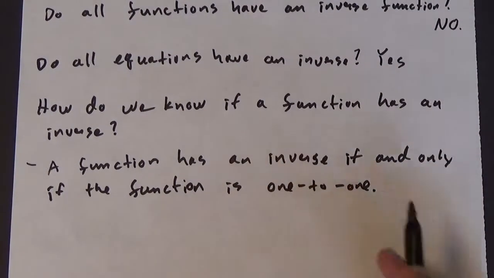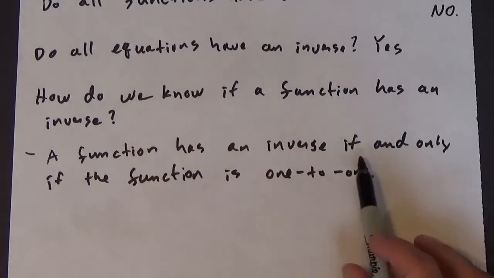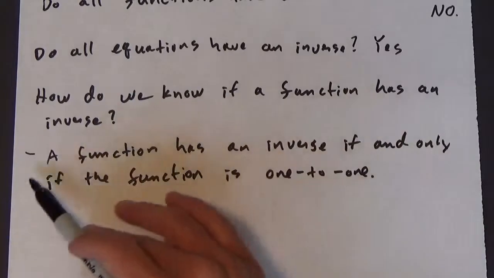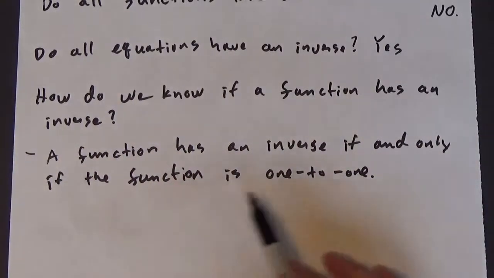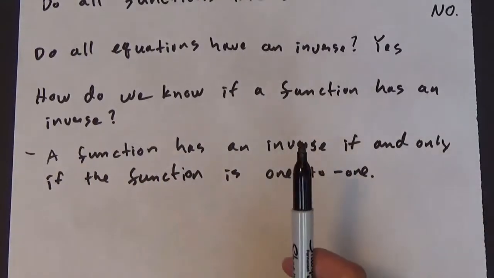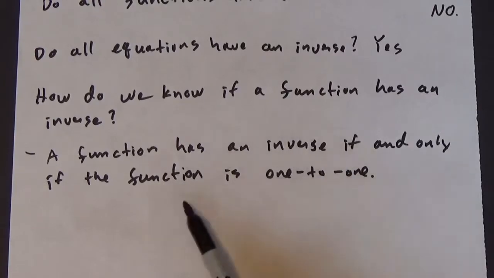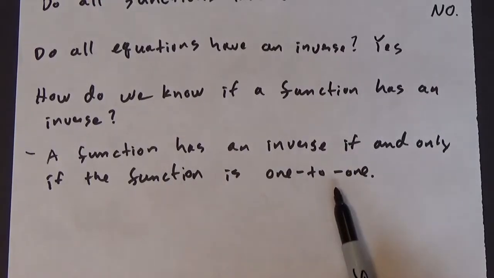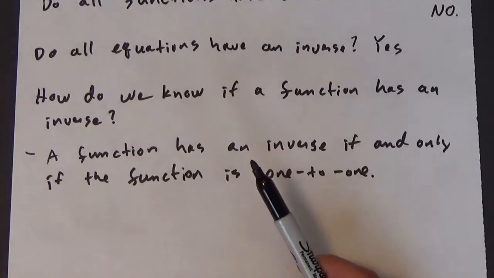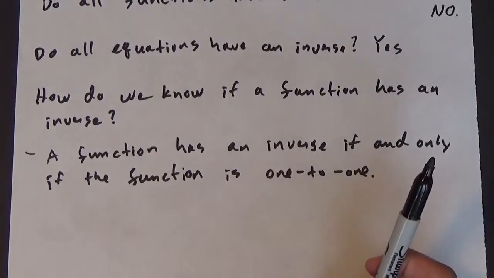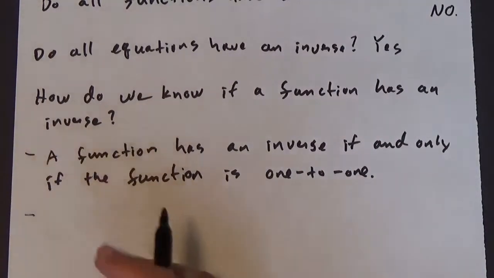All right, so we'll discuss here what 1 to 1 is pretty soon. But in essence, well, first of all, there's this if and only if statement. So remember, that's that biconditional statement. That means we can say it one way and we can also go backwards. So if a function has an inverse, then it is 1 to 1. Or if a function is 1 to 1, then it has an inverse. That's what that biconditional statement does for us. So a function has an inverse if and only if it is 1 to 1. So let's talk about what does it mean to be 1 to 1.